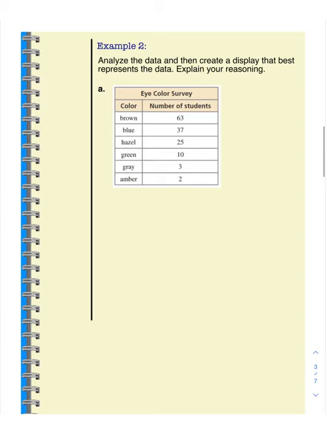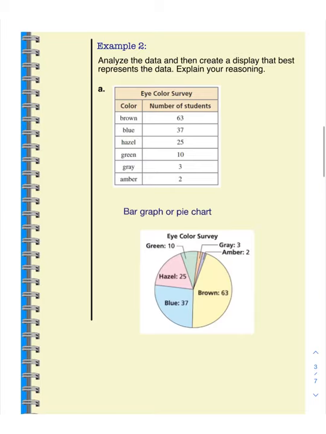So before I give you the answer, I want you to pause and think, what kind of display do you think would best represent the data? Some different options are line graph, line plot, stem and leaf plot, box and whisker plot, bar graph, pie chart, circle chart, histogram. That should be enough. Hopefully you decided that a bar graph or pie chart or circle graph would best display this data. I'm going to choose to display it in a pie chart. And there you go. There's my pie chart representing the data from the table.